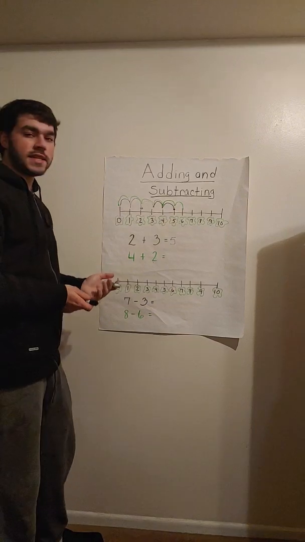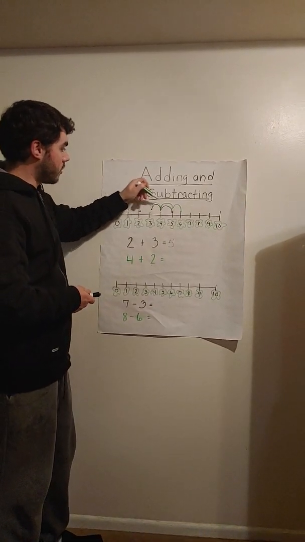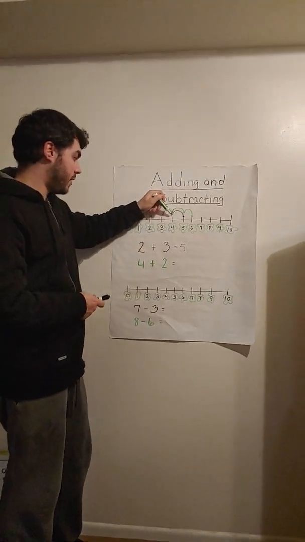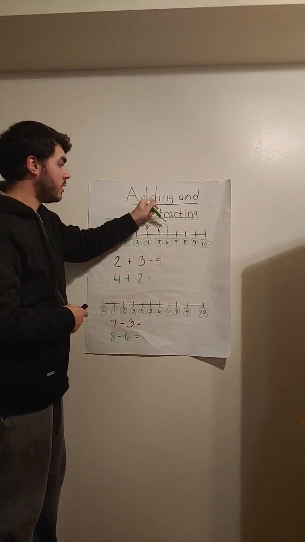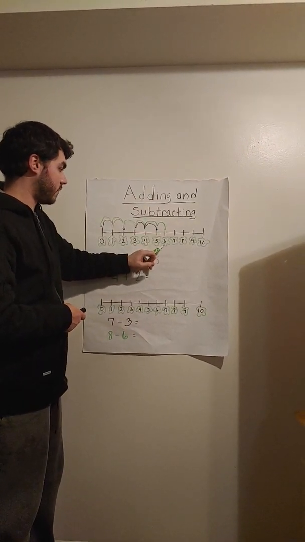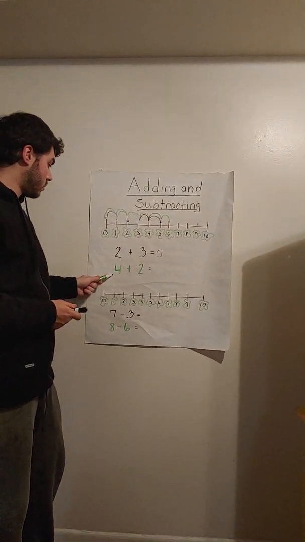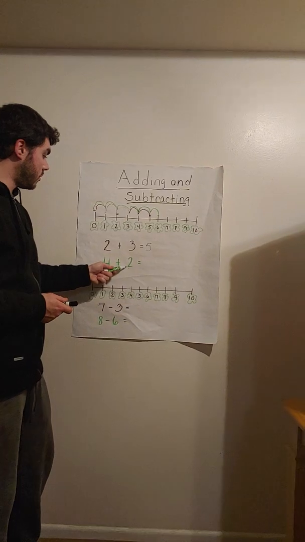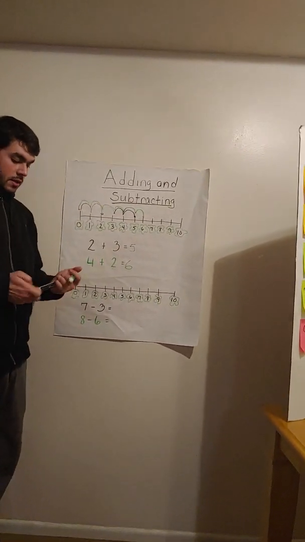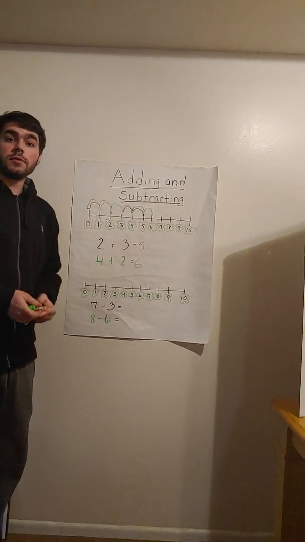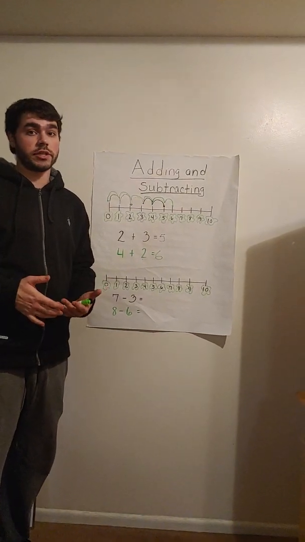And why is he on the 6th lily pad? Well, we started by jumping across 4 lily pads, but then we had to move again by 2. So we hopped by 1 and 2, and that means our frog is on the 6th lily pad. That means 4 plus 2 equals 6. Now, number lines are not just important for addition, but they're also really important for subtraction.